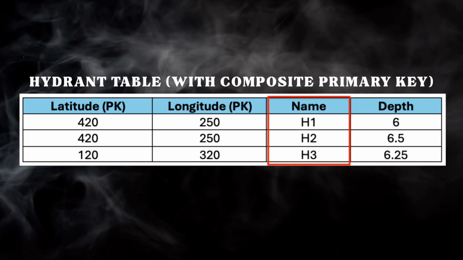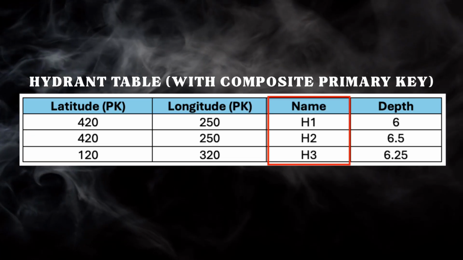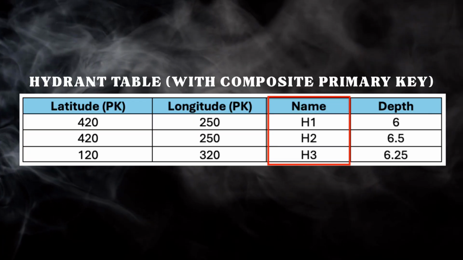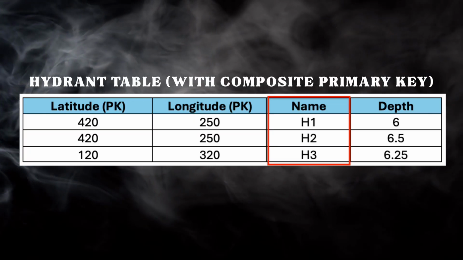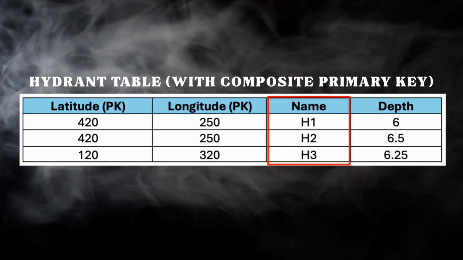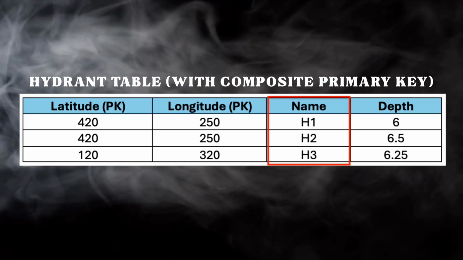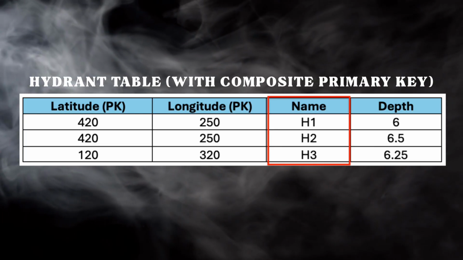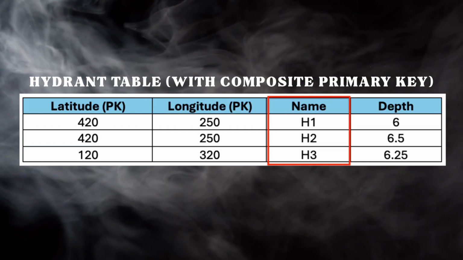Now if needed, we can add back an ID or a name column to make each hydrant easier to identify in an annual report, for example. But the primary way the database will keep track of our hydrants is through the composite key of latitude and longitude. Finally, primary keys provide the main connective tissue through which our databases will keep track of relationships.